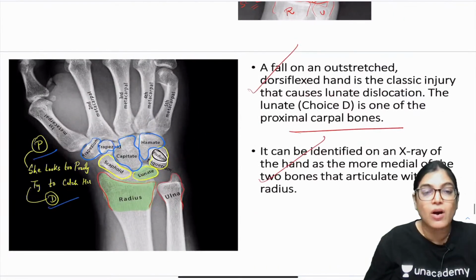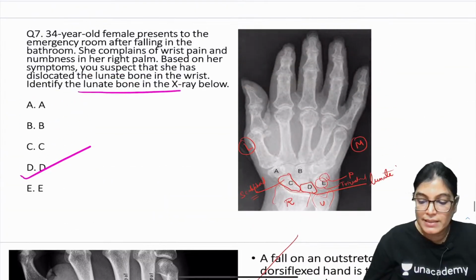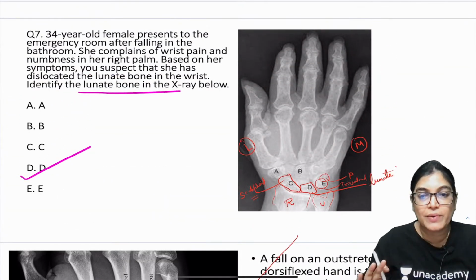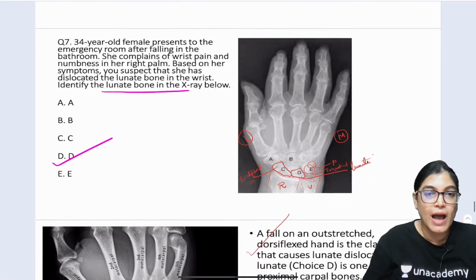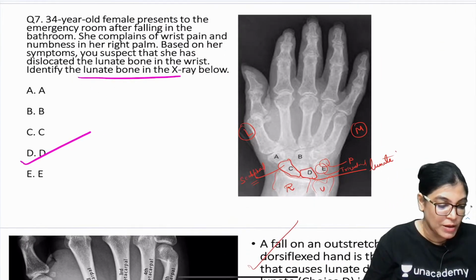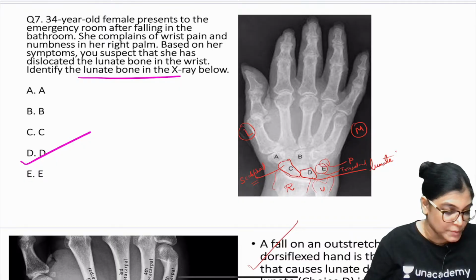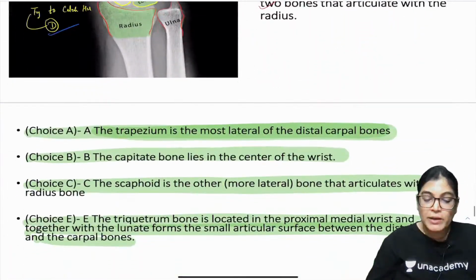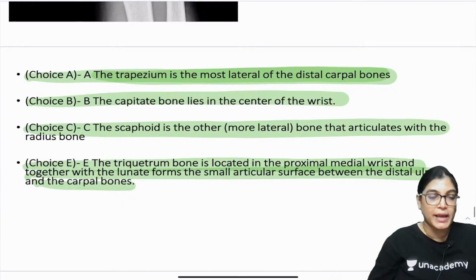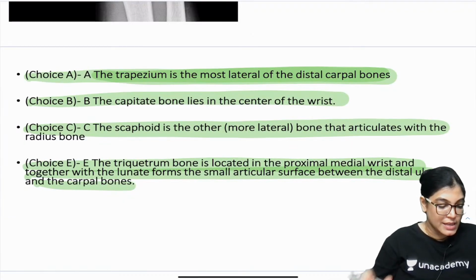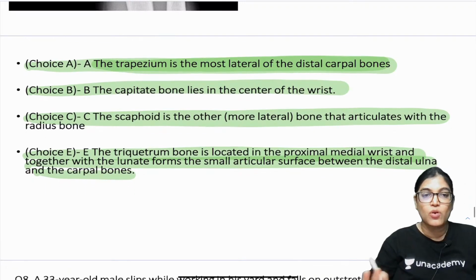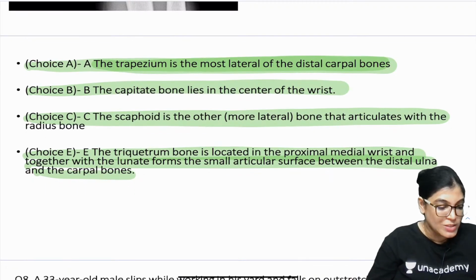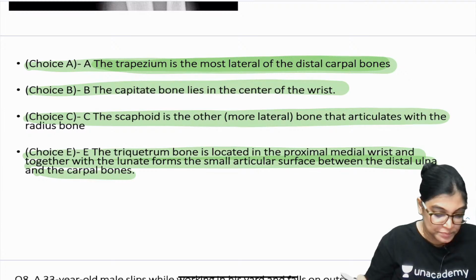Everyone, is it okay? I have explained all the carpal bones here, and the crux point for identification of D is that it is the bone which is articulating with the radius. So has everyone understood? Let me know so that I can move to the next MCQ. Do you want me to explain once more, or is it okay? Give me a thumbs up so that I can proceed.